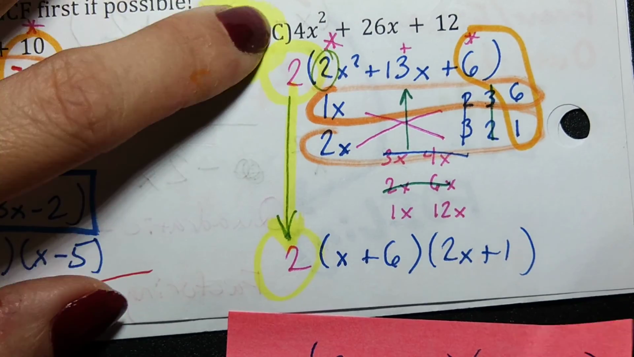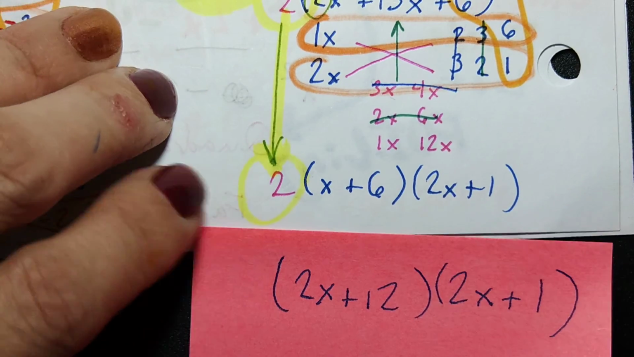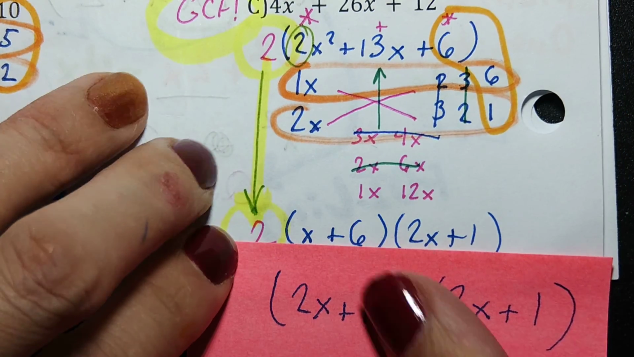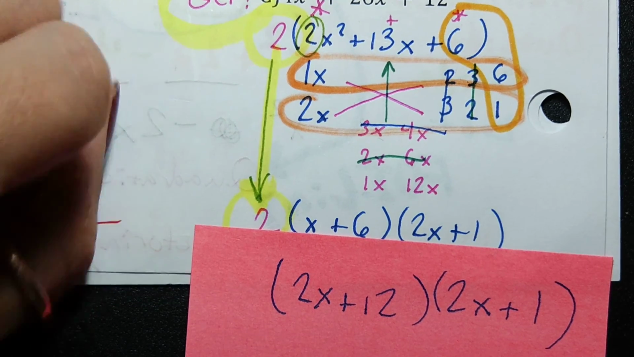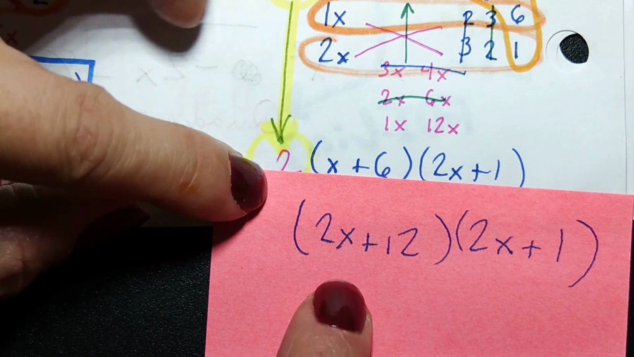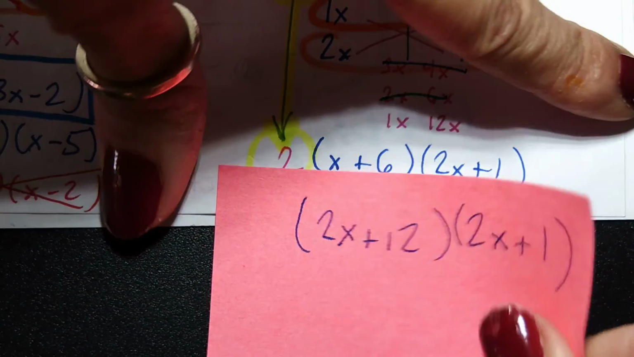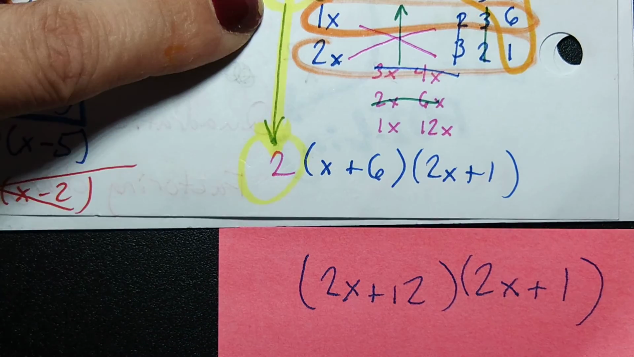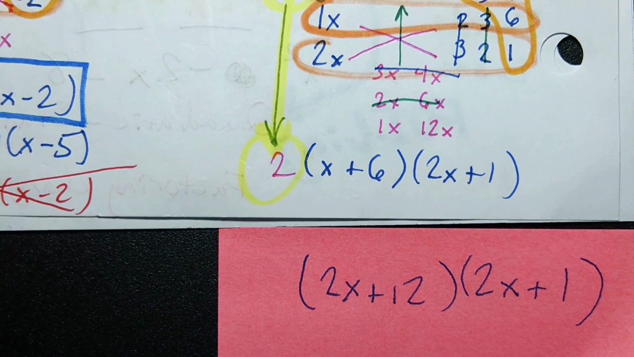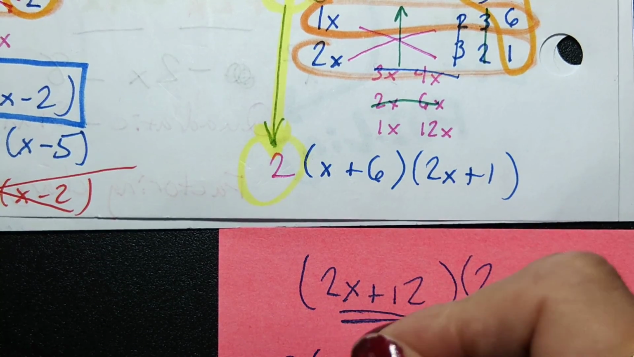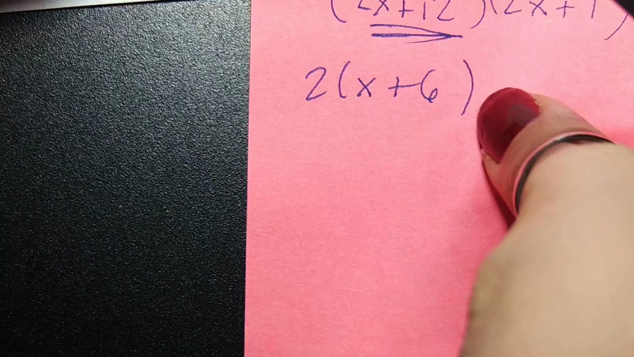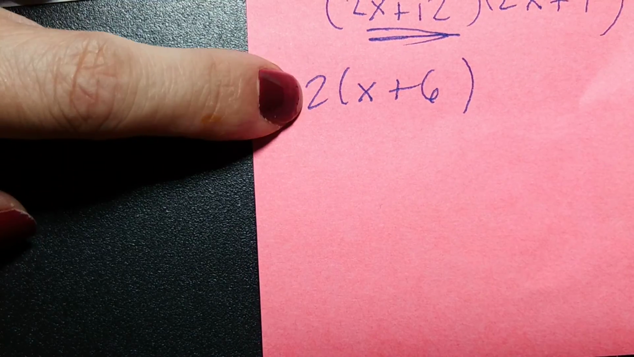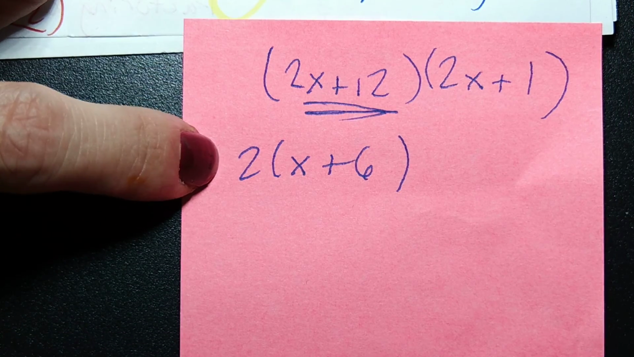So let's say that you didn't take out that 2, and you did this factorization to get 2x and 2x to give you the 4x squared. Folks, is this completely factored? No. So if you don't take out the GCF at the beginning, you'll have to take out a GCF at the end to factor it fully.